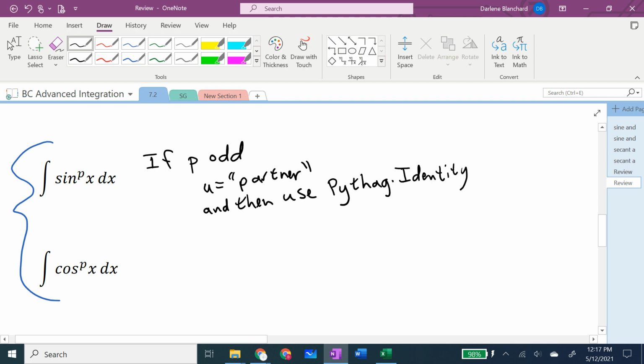And I want you to realize that this covers the situation of if sine shows up to an odd exponent by itself, if cosine shows up with an odd exponent by itself, if sine and cosine are multiplied together, and one or the other or both of them have an odd exponent. Only in the situation where they both have odd exponents do you have a choice. But just remember to make U its partner. So if sine has the odd exponent, U is cosine. If cosine has the odd exponent, U is sine.